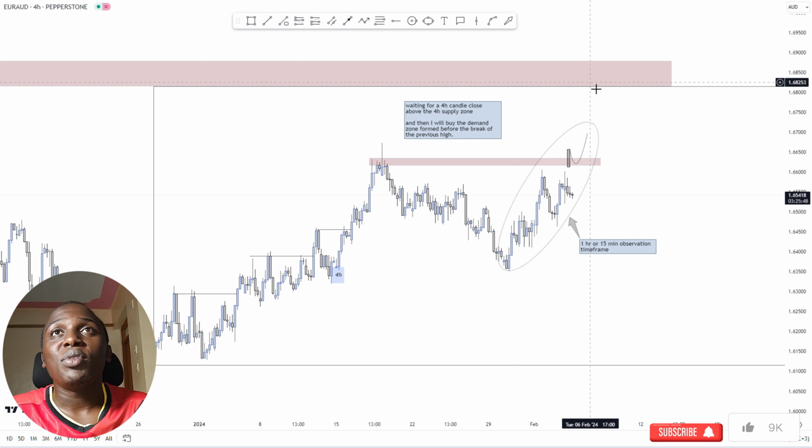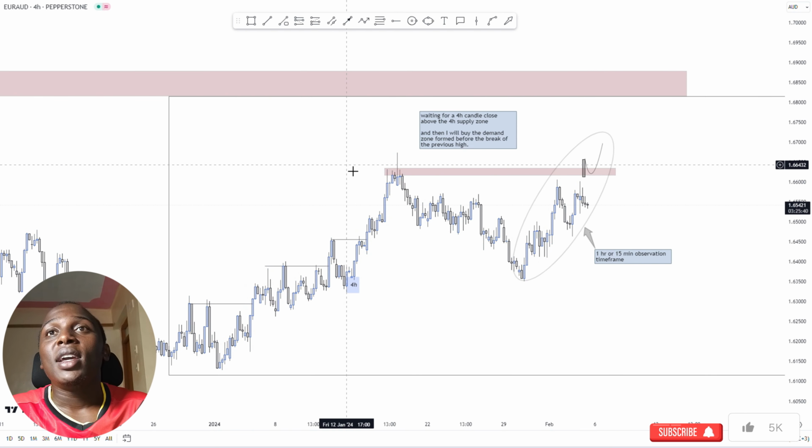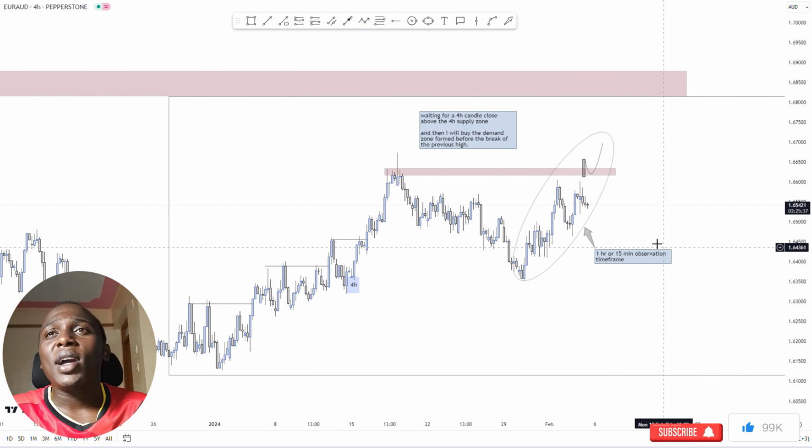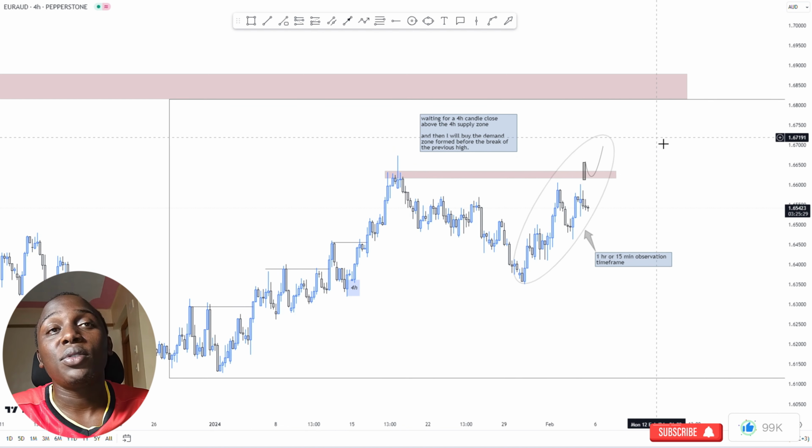this zone just before price touches the zone, and then I can put my stop loss somewhere below the demand zone. So that is my setup for Euro Australian dollar, and I'll be using the 1 hour or the 15 minutes to observe how price reacts around the zone. So that is it for Euro Australian dollar. Let's go to our next currency pair.